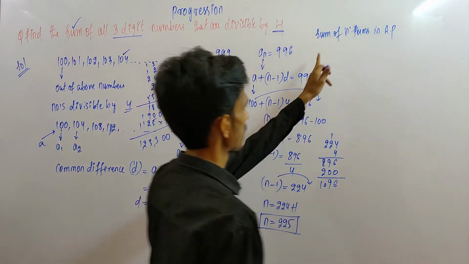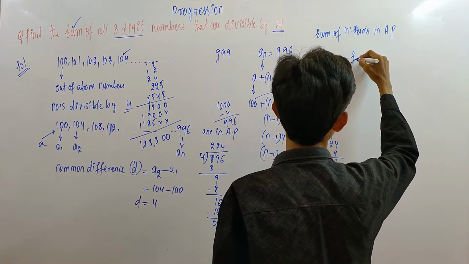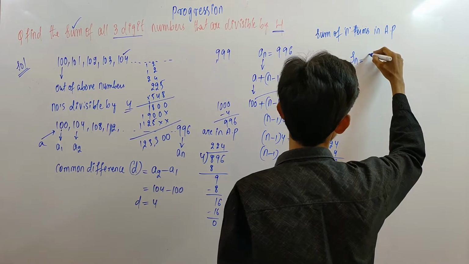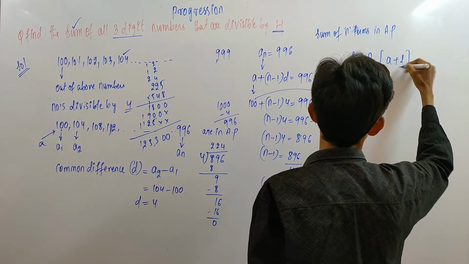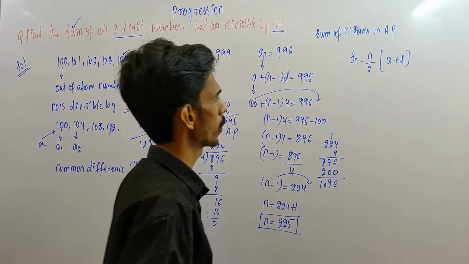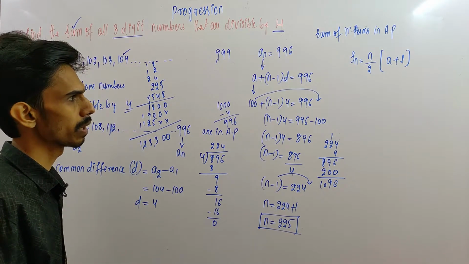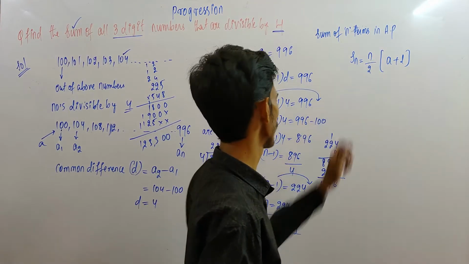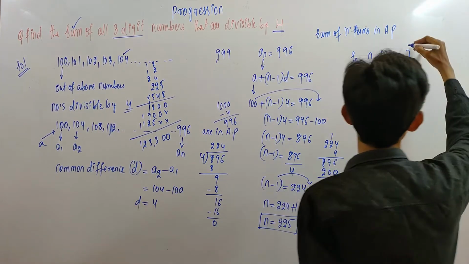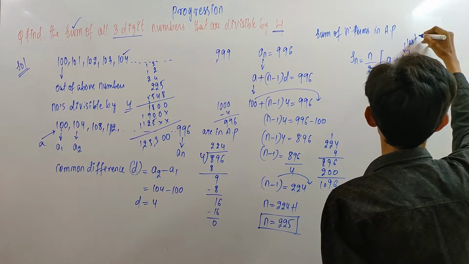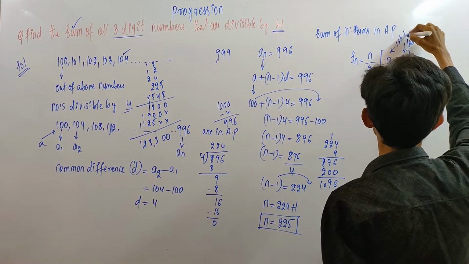Now for Sn, the sum of n terms in AP, we have one more formula, that is n by 2 into a plus l. This is one more formula to find the sum of n terms in AP. Here n is the number of terms in the sequence, a is the first term and l is the last term.